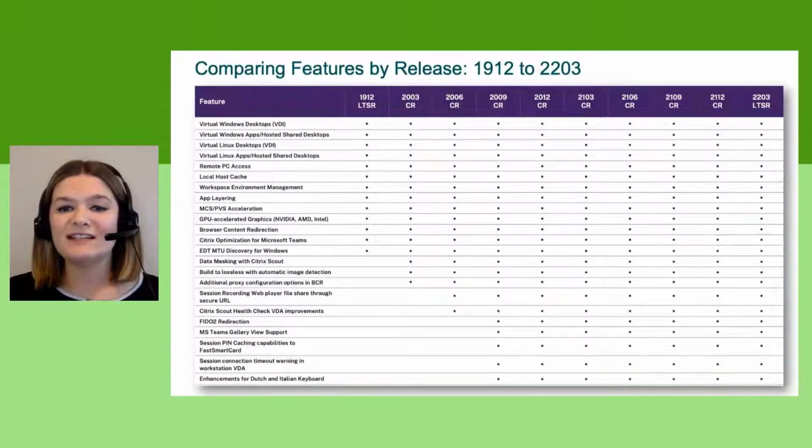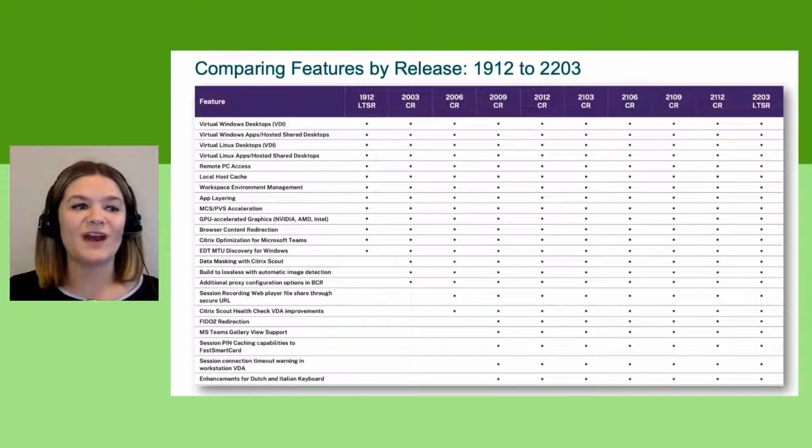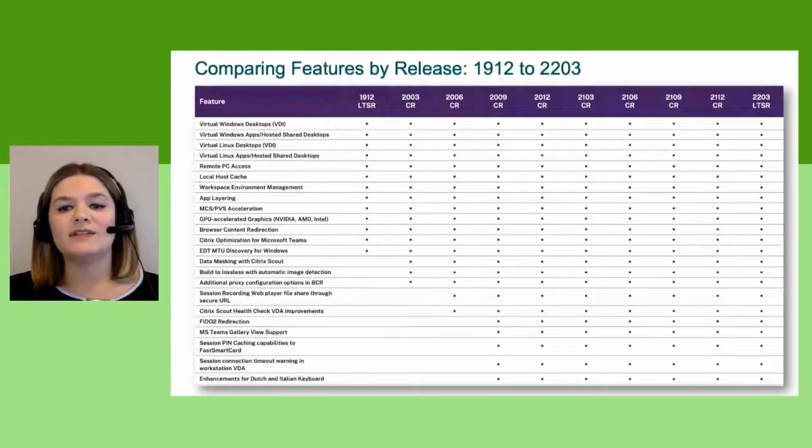So if that isn't enticing enough, you can see here we've got a chart that is a running matrix of every current release since 1912 came out. And we'll link at the end to this matrix specifically. We'll give you a handout during or at the end of this webinar with all of the links you're going to need. But also compelling reasons to move.